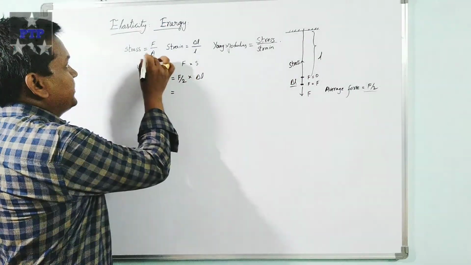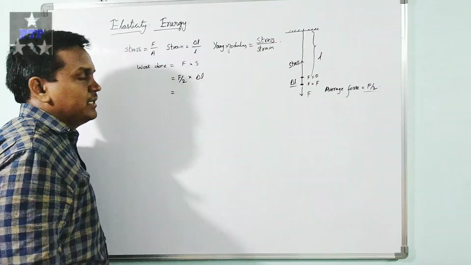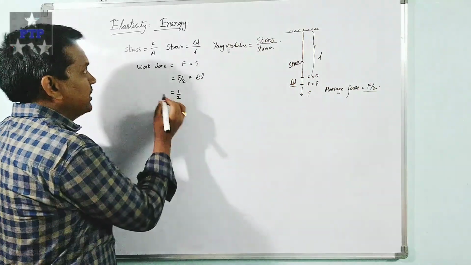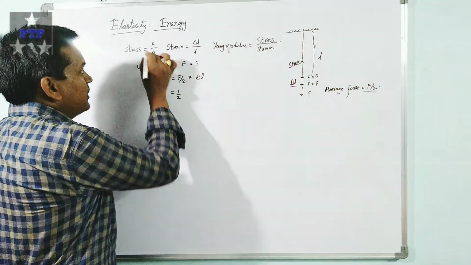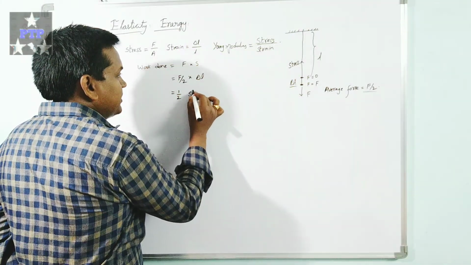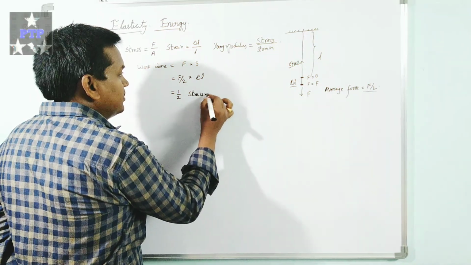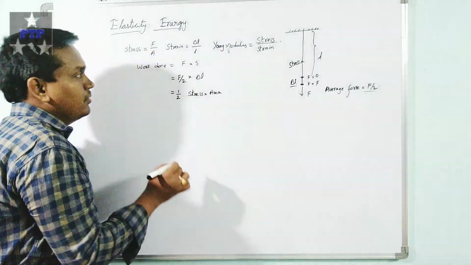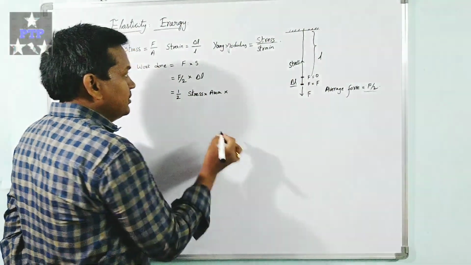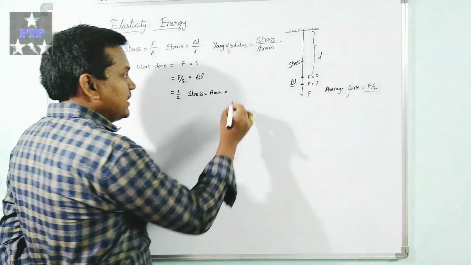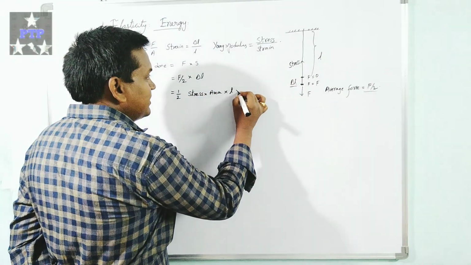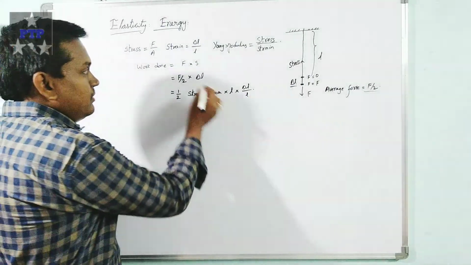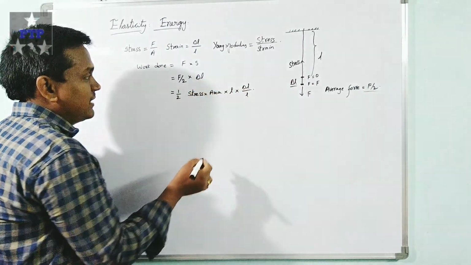Here stress equals force by area. So force can be written as stress into area. Bringing half outside, in place of F we write stress into area, into delta L. Instead of writing delta L, I am writing it as length into delta L upon L. If you cancel L and L, you will get delta L again.